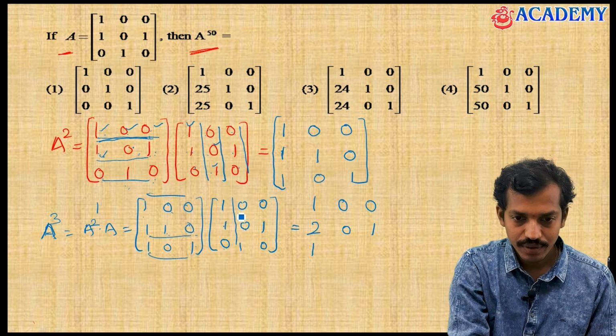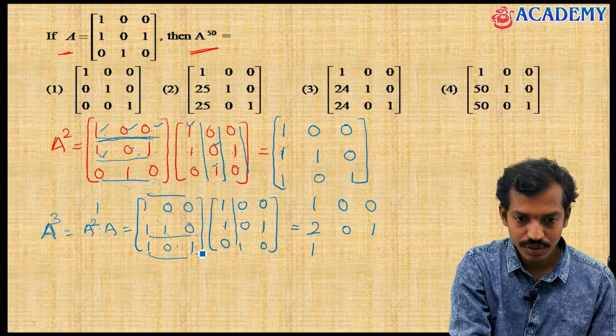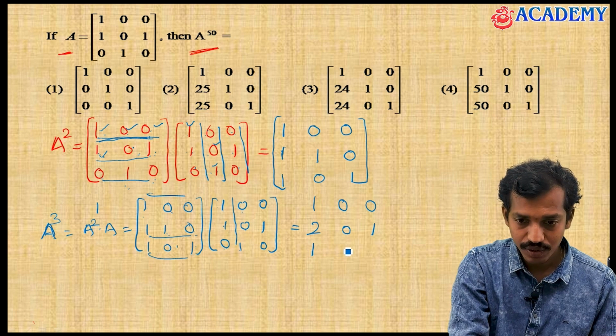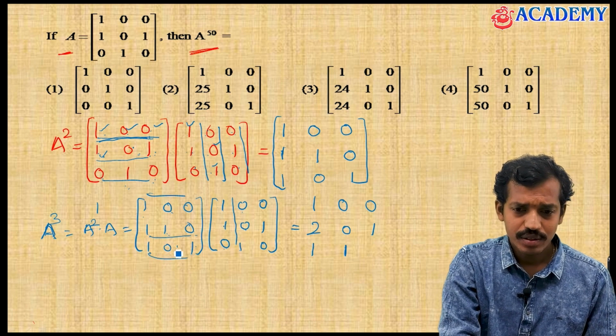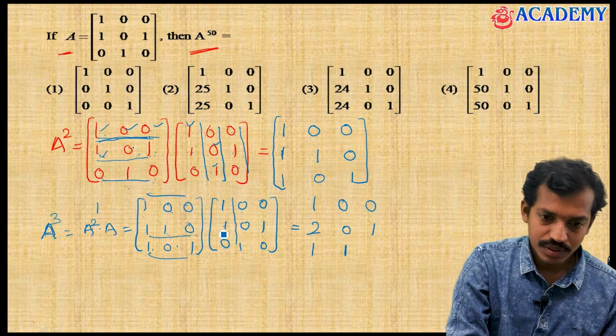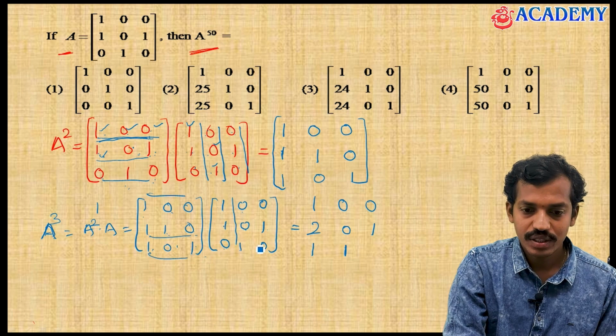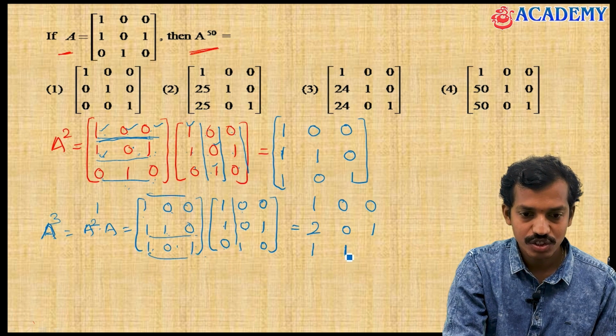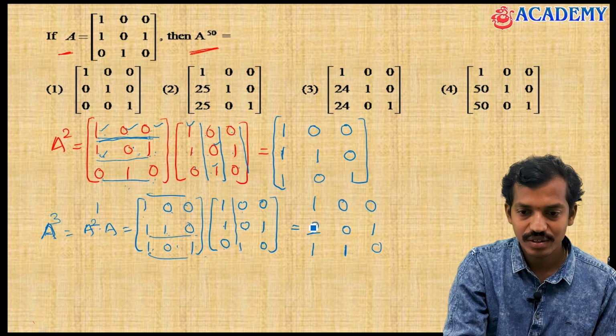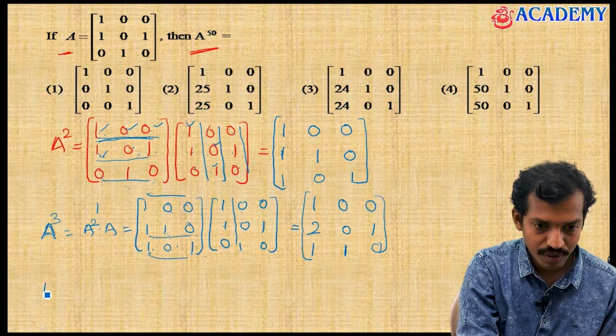Next 1 into 0, 0 0 into 0, 0 1 into 1 into 1, 1, you are going to get here 1. Next 1 into 0, 0 0 into 1, 0 1 into 0, 0. Okay, here you are going to get 0. This is what A cube matrix. I'm writing here A to the power of 4 also.